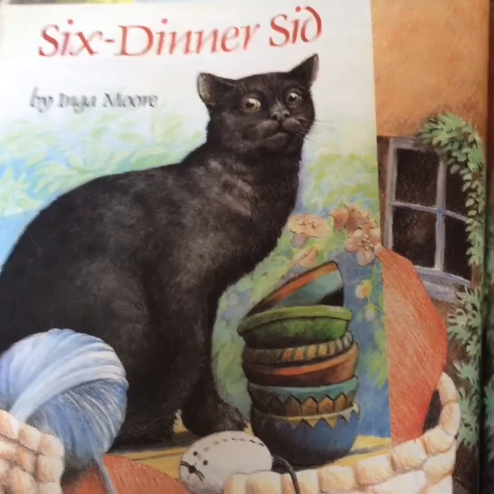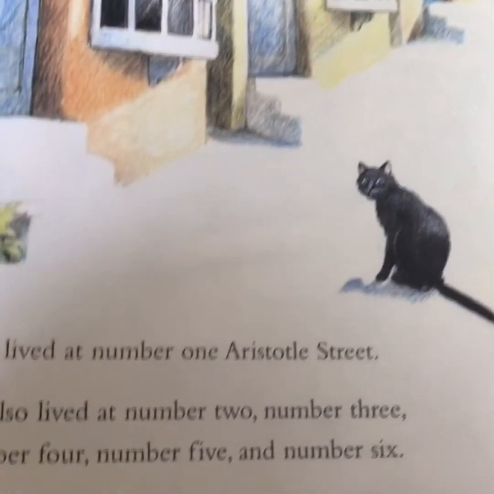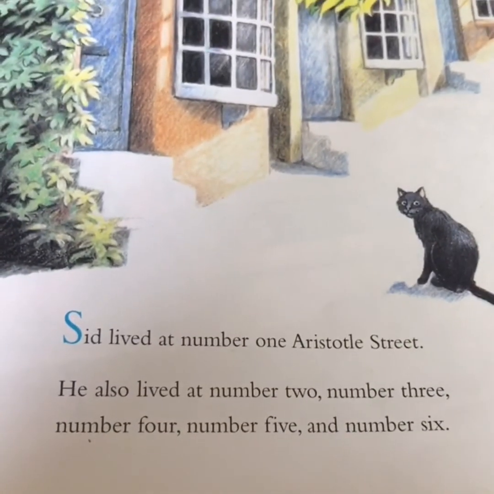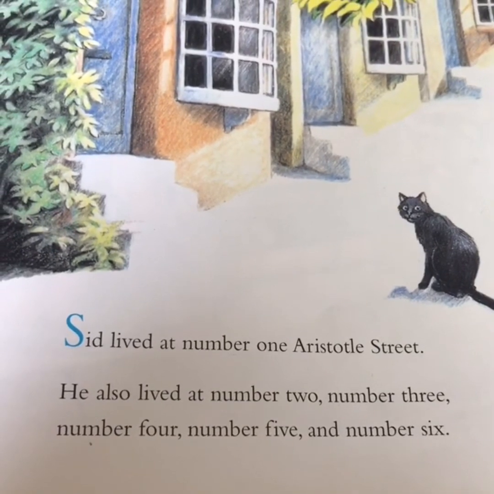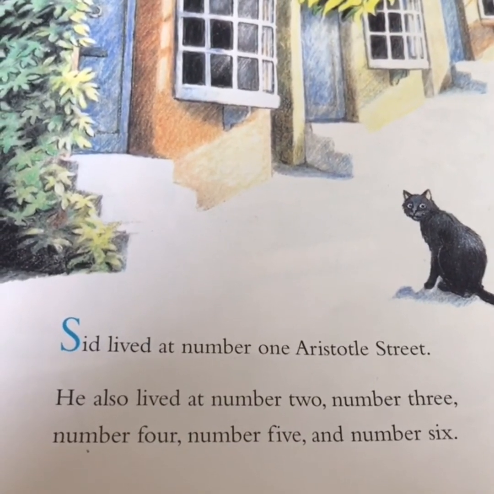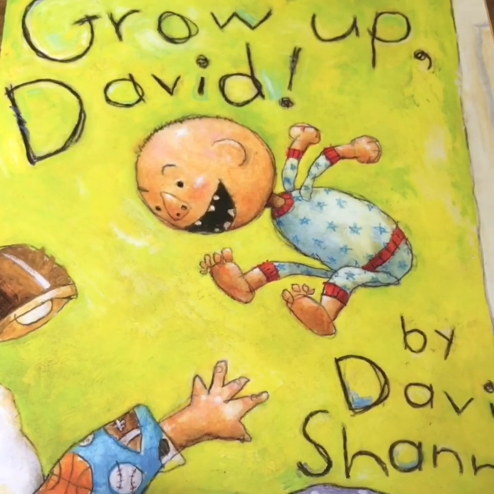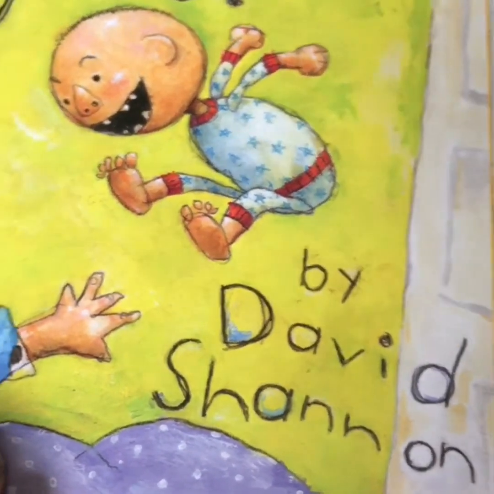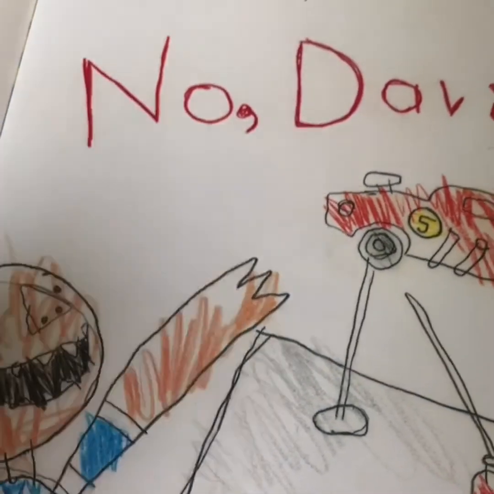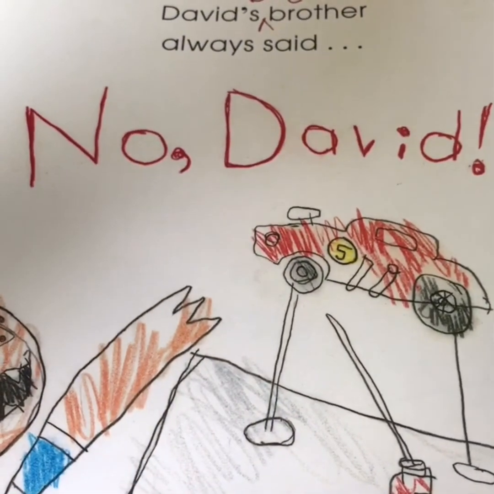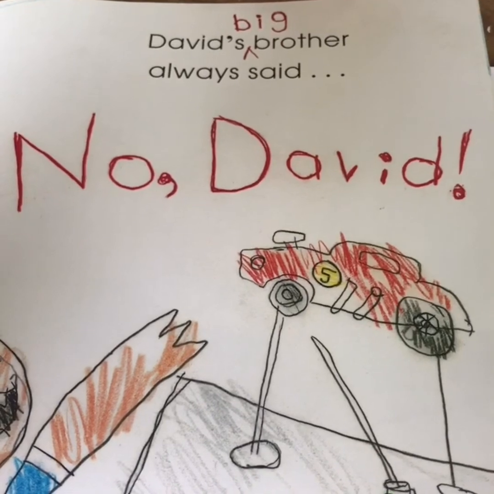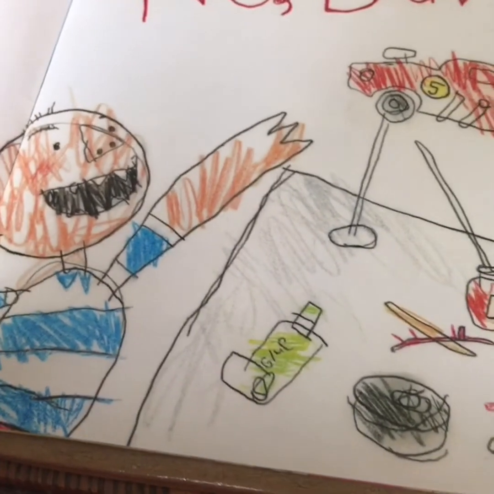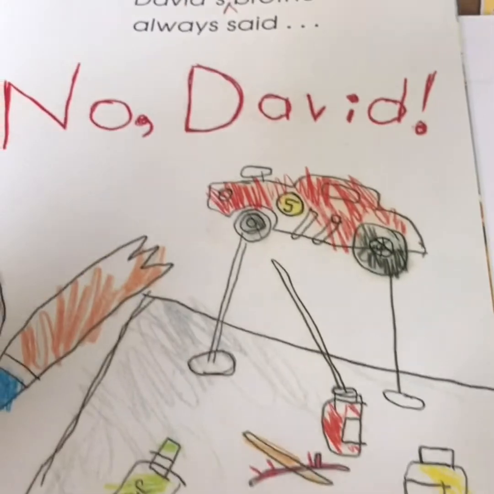Let's take a look at how some professionals did it. Six Dinner Sid by Inga Moore. She starts her story off like this. Sid lived at number 1 Aristotle Street. He also lived at number 2, number 3, number 4, number 5, and number 6. How about David Shannon's Grow Up David? How did he begin this realistic fiction story? Let's see. David's big brother always said, "No, David." Ooh, I love the way he began. That really makes me want to find out what's going to happen in this story.